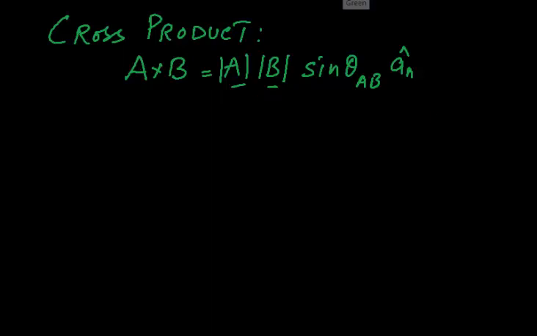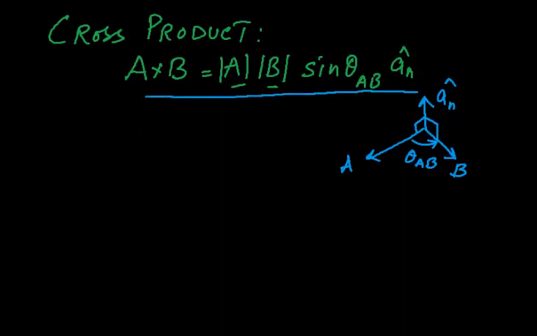Let me draw it here. If I have a in this direction, and then I have b in this direction, and let this be theta ab, then this is the normal vector an, which is normal to both a and b, in fact. Keep in mind that this is the definition.